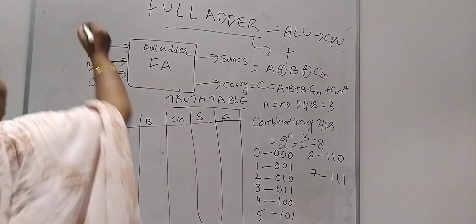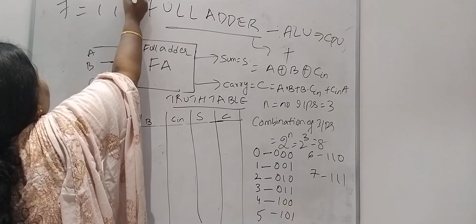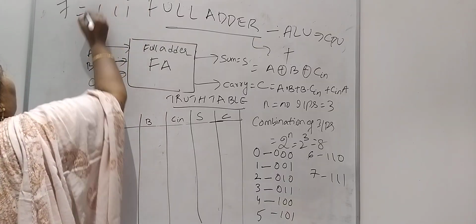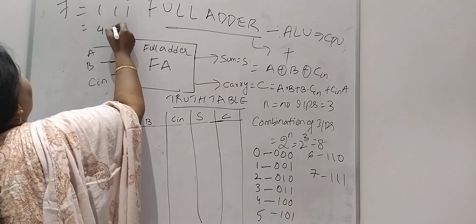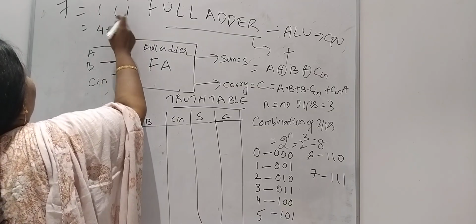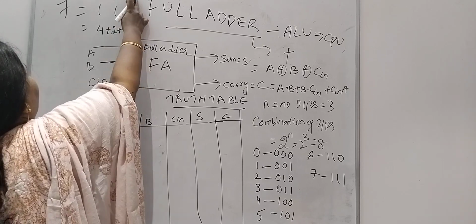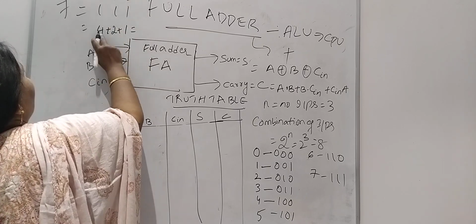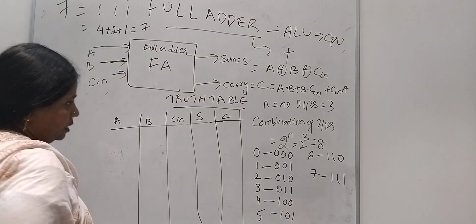So 7, I will tell you as an example here. 1, 1, 1, how have you written it? 2 to the power of 0, 2 to the power of 1, 2 square. 2 square means how much? 4. Plus 2 to the power of 1 means 2, because you have written 1 here: 1 into 2. 2 to the power of 0 means 1: 1 into 1, 1. 4 plus 2, 6. 6 plus 1, 7. In that way we have written. Okay.